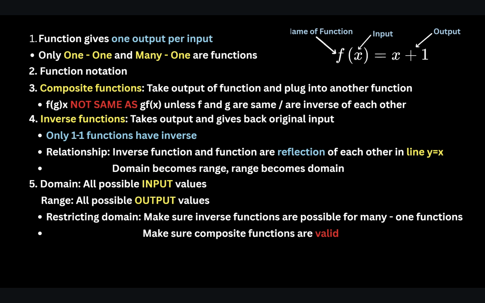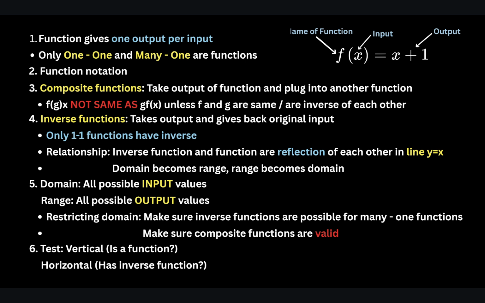Domain refers to all the possible input values. Range refers to all the possible output values. Restricting domain allows us to ensure that inverse functions are possible for many-to-one functions by changing them into one-to-one functions. It also allows us to ensure that composite functions are valid. Lastly, the vertical line test allows us to know if it's a function or not, and the horizontal line test allows us to know if the function has an inverse.